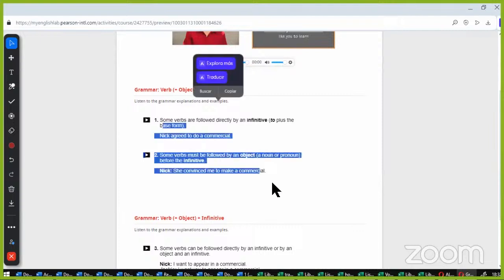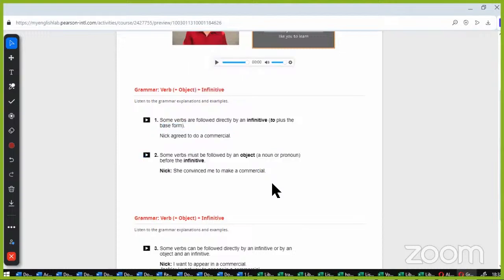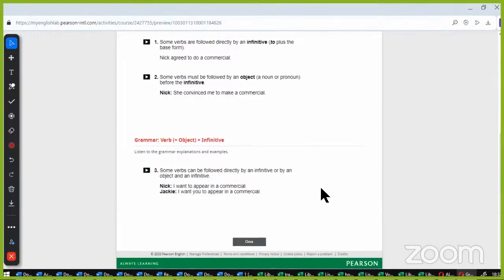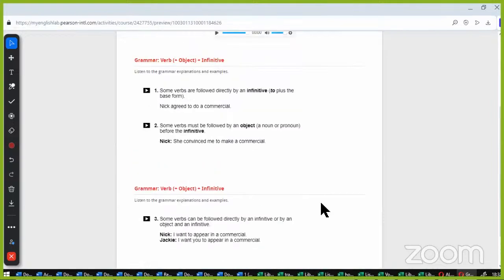Of course. 1. Some verbs are followed directly by an infinitive, plus the base form. Nick agreed to do a commercial. 2. Some verbs must be followed by an object, a noun or a pronoun, before the infinitive. Nick, she convinced me to make a commercial. Continue, please. 3. Some verbs can be followed directly by an infinitive or by an object and an infinitive. Nick, I want to appear in a commercial. Jackie, I want you to appear in a commercial.